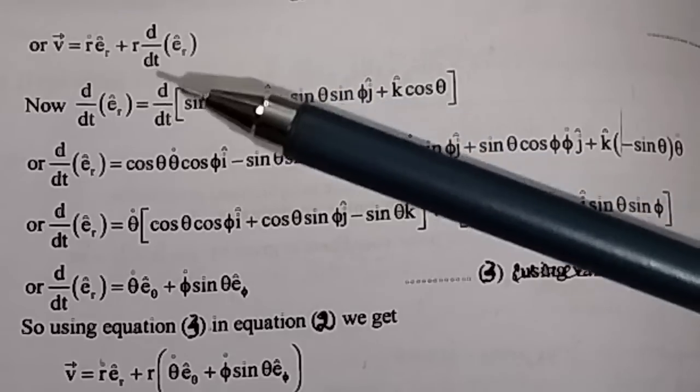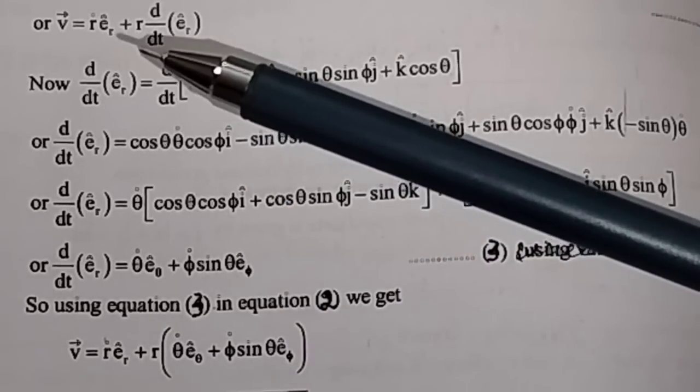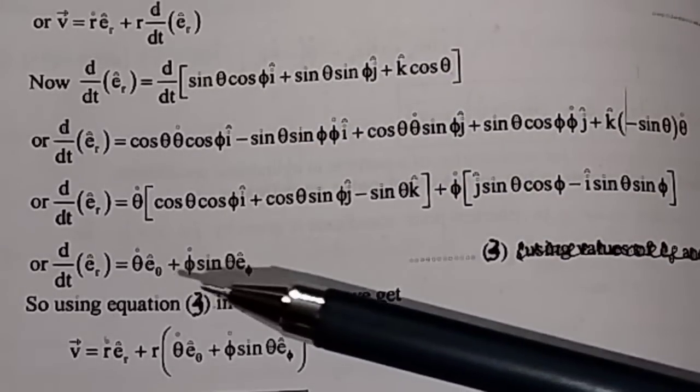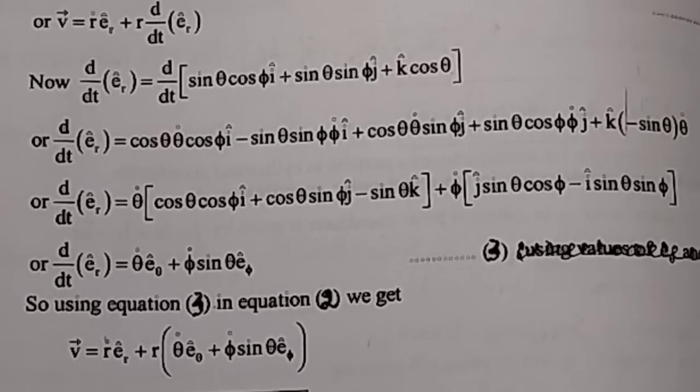So now you substitute the value of the derivative of e r cap with respect to t here. Then you will get the expression for velocity v equal to r dot e r cap. Here you write r dot e r cap, and in place of the derivative of e r cap you write this one multiplied by r. So the value will be r multiplied by theta dot e theta cap plus phi dot sin theta e phi cap.